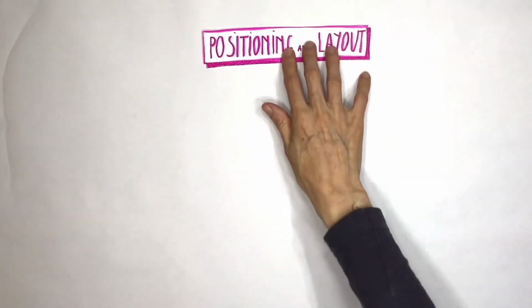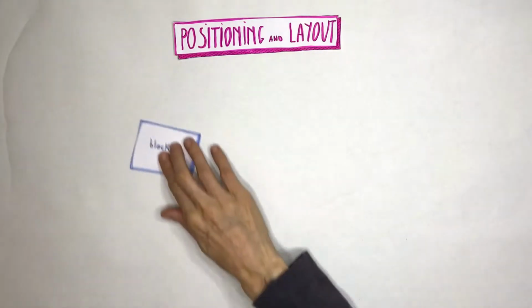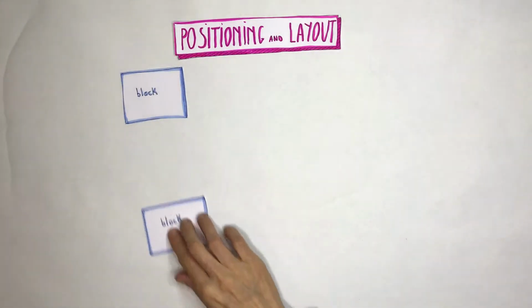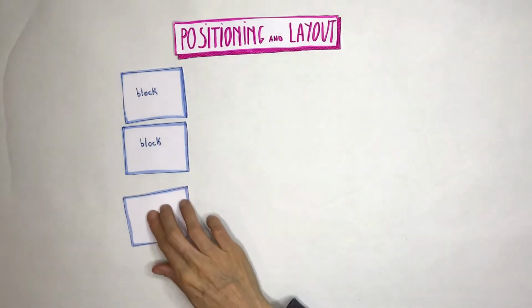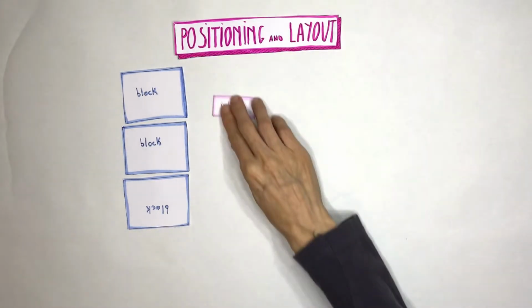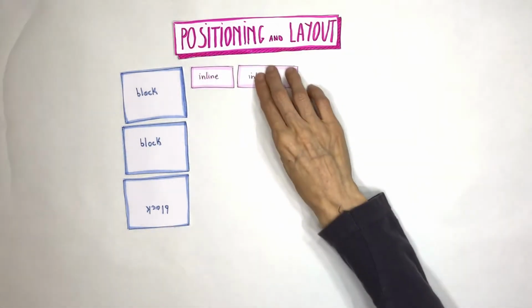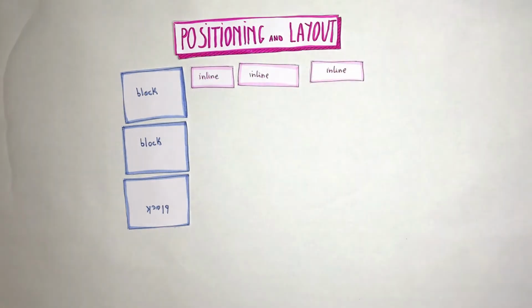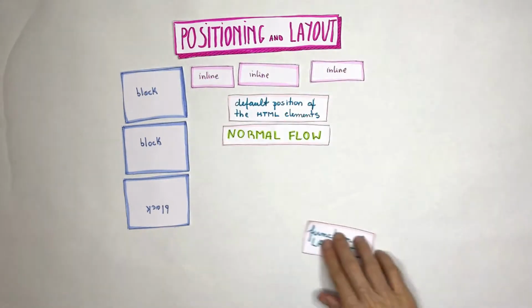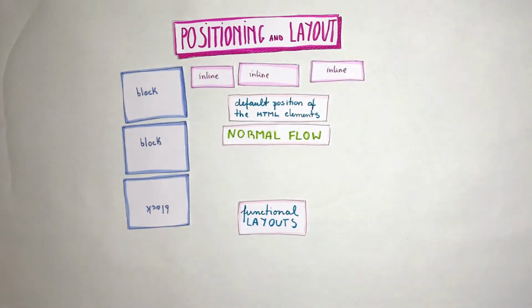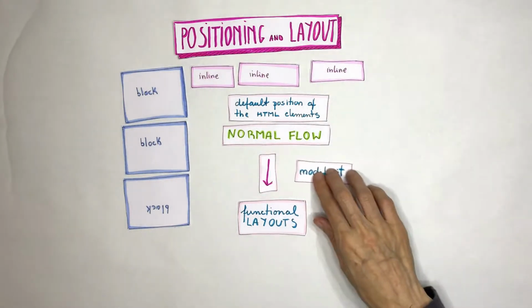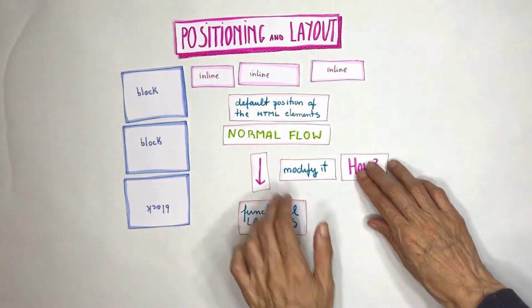In this video, we are going to start getting the knowledge to create layouts. This is what is going to allow us to position the elements in our website where we want them to be. We have already seen that all HTML elements are boxes that have a default position. Block elements stack vertically, one on top of the other, and inline elements sit horizontally, one next to the other. This default position is called the normal flow, and in order to create functional layouts, it's crucial to modify that normal flow. Let's see how to do it.